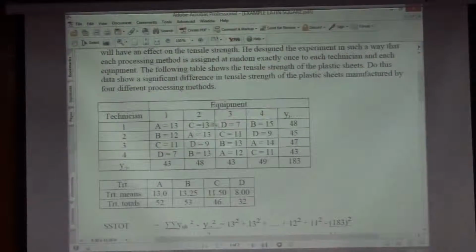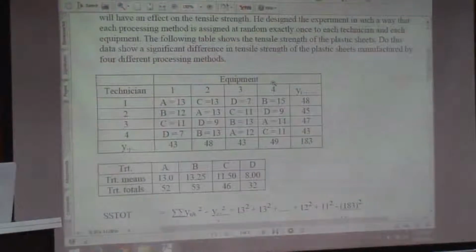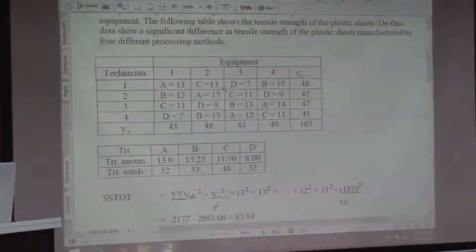So look at the data here. These are the treatment, and also these are the technician, and also equipment are the 2 extraneous factors that will affect the experimental result. And if you look at this data, you cannot get directly the treatment mean and also the treatment total from this data.